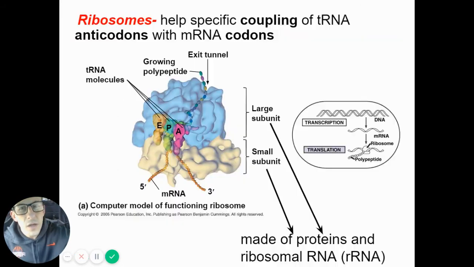Okay. All right. So we also mentioned that the other molecular component that is important for translation is the ribosome. I'm going to talk real briefly about the ribosome and its structure. The ribosome helps specific coupling of tRNA anticodons with the mRNA codons. Remember, we talked about how important that match is. If that match doesn't happen, then you don't get the correct amino acid in the growing polypeptide strand. And that's what the ribosome does. The ribosome helps to match those things up.